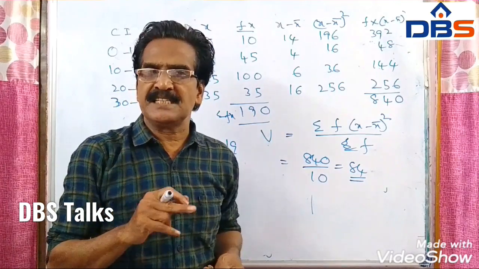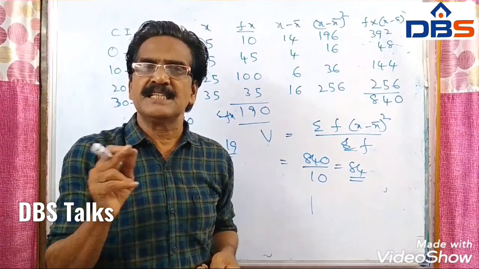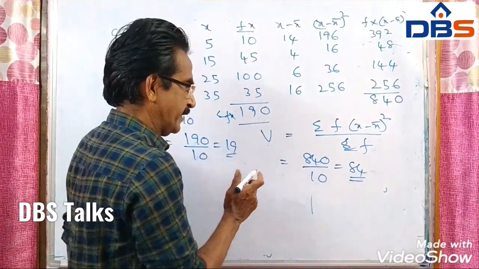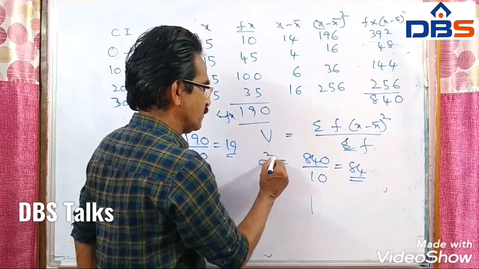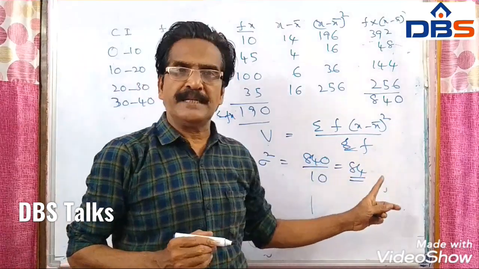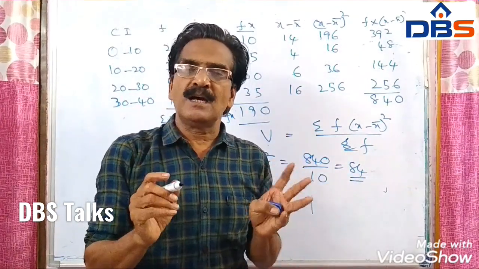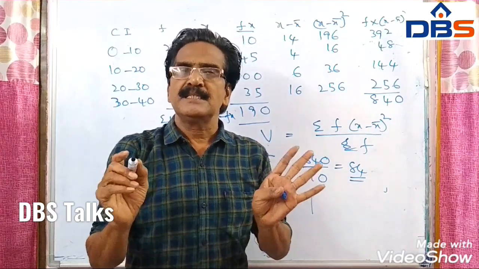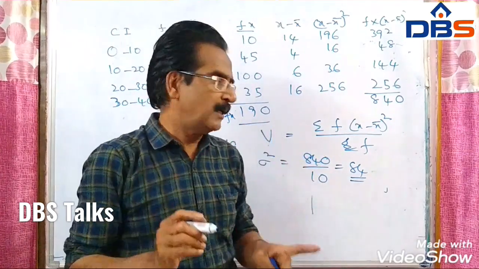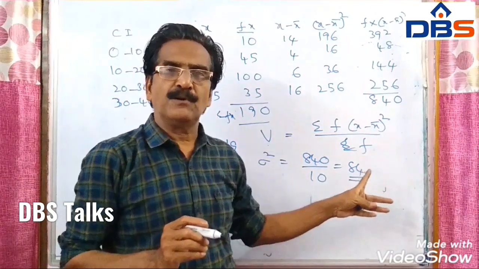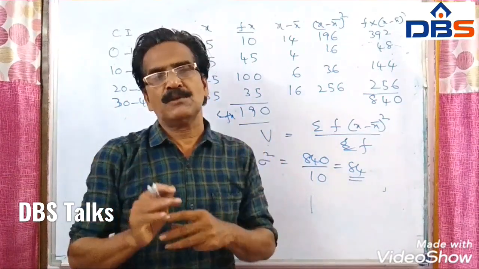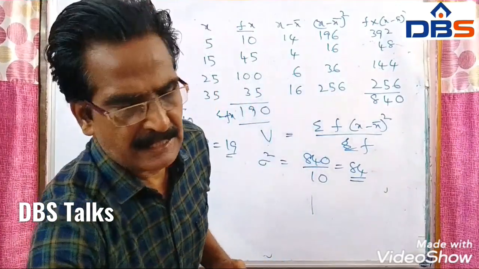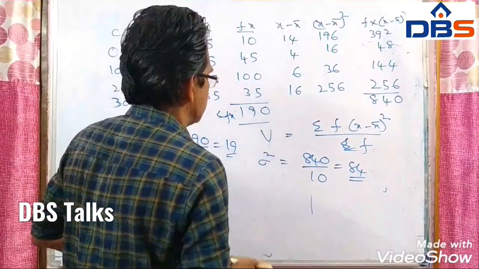Standard deviation is sigma, variance is sigma square. So this 84 is sigma square, variance is sigma square. Sigma square is equal to 84. If you are asked standard deviation, standard deviation is equal to sigma. So root of 84 is your answer. Okay, friends. So now let us see one more problem, friends.